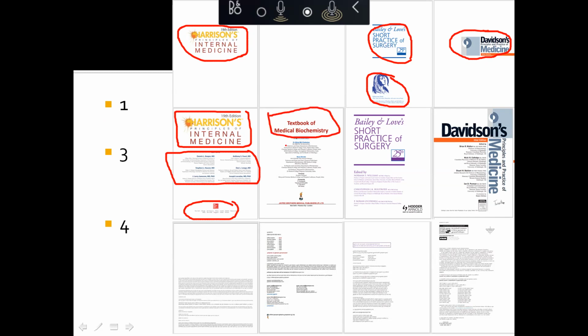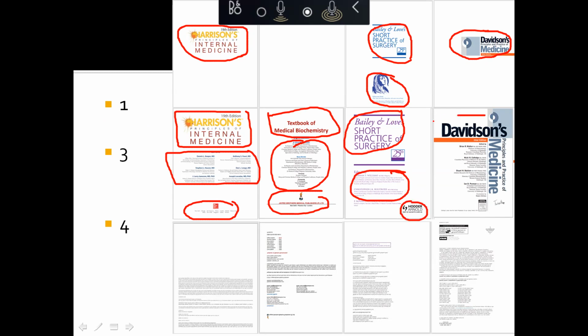Page 3 has the title, author's name, and publisher. Title, author or editor's name, publisher. So this is universal page 3. And page 4 is our usual copyright matters. So this is how you have to design your pages 1, 2, 3, and 4.